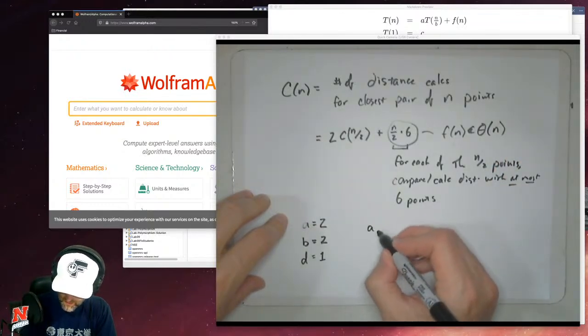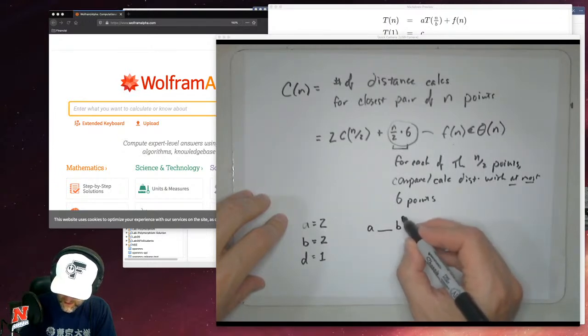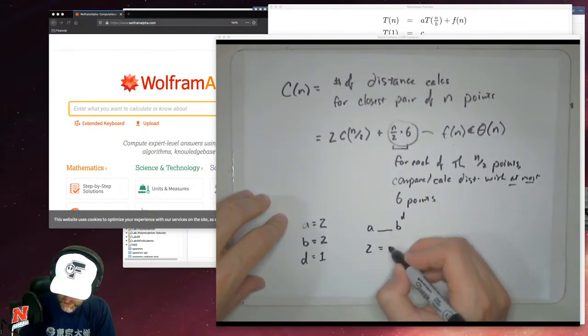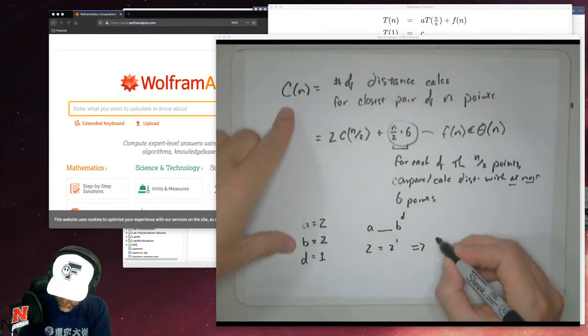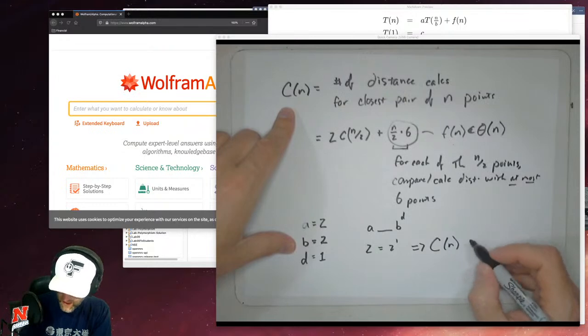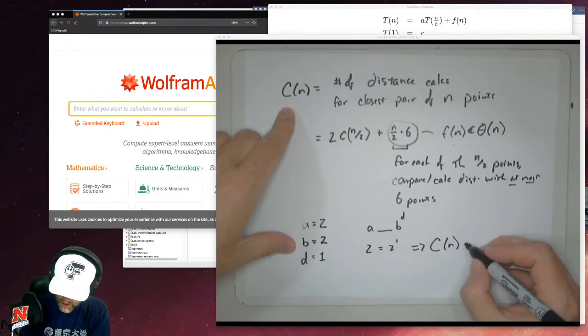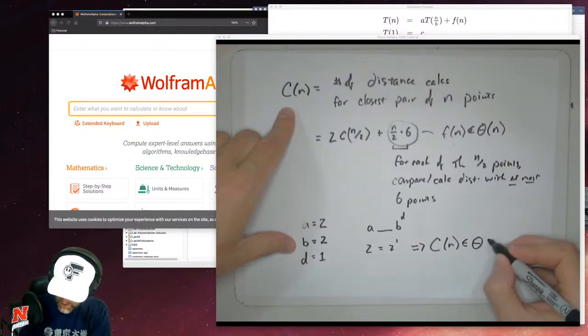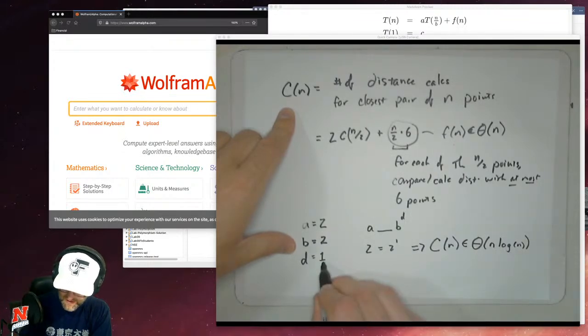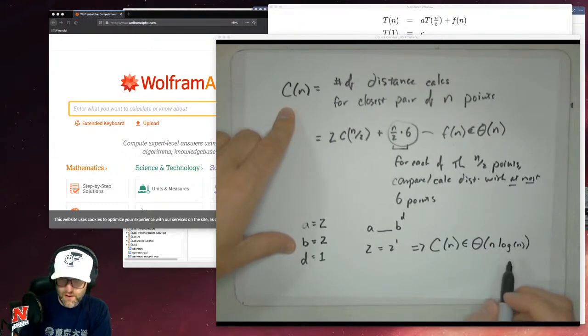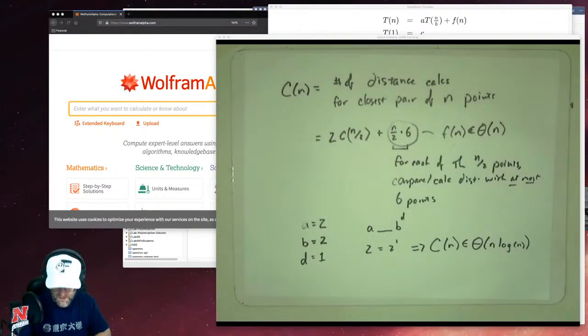So what's the relationship from a to b to the d? Well, 2 is equal to 2 to the first. So this implies that the number of distance calculations, the number of computations, whatever you're counting here, is going to be theta n log n. Right? It's actually n to the d, but d here is 1, so it disappears, and we're at n log n here.